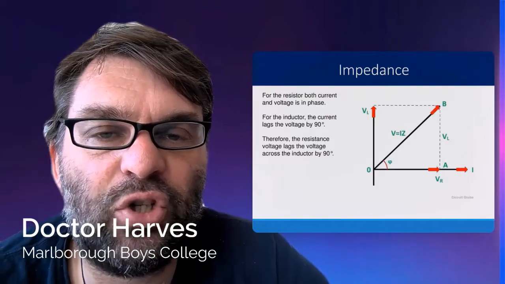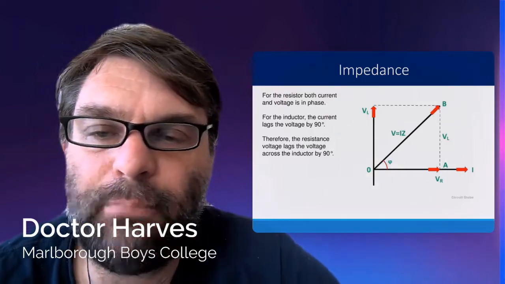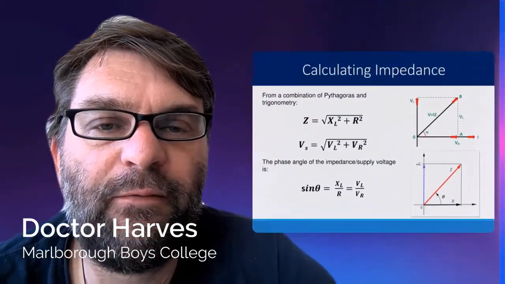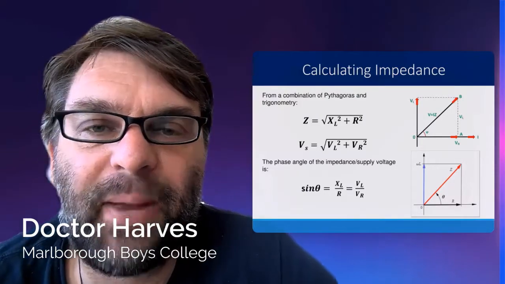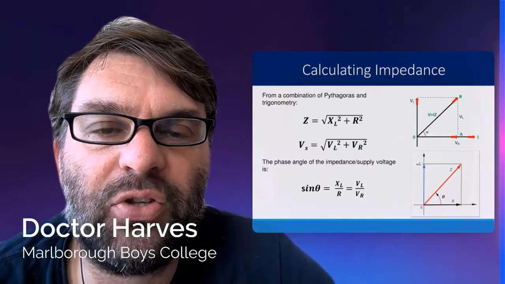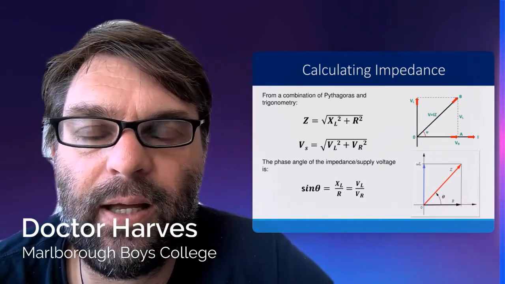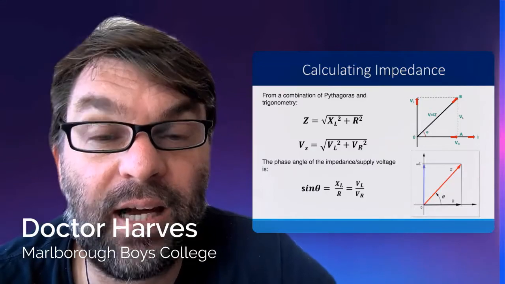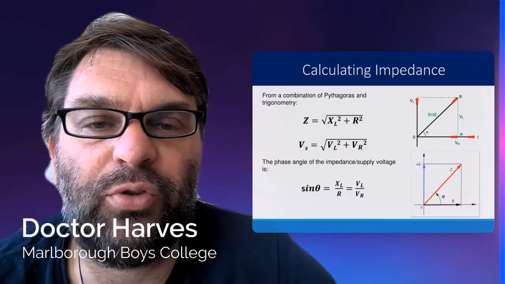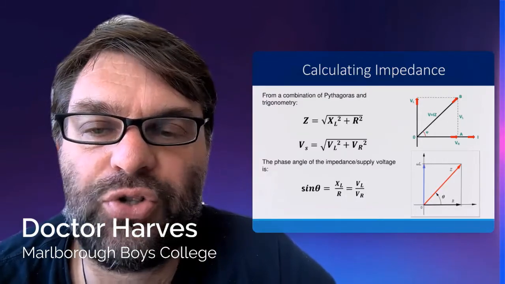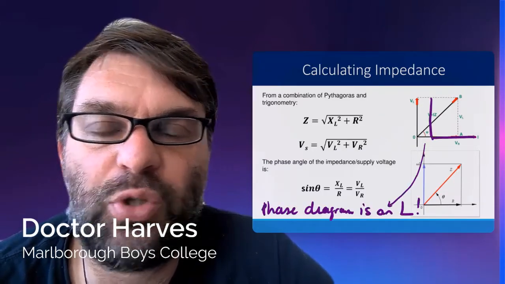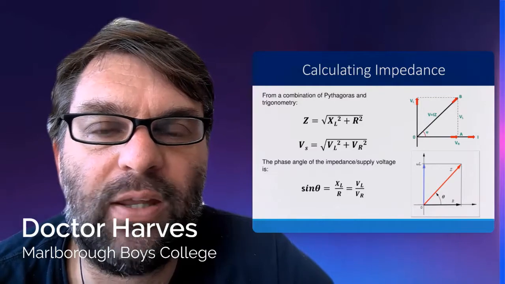Therefore, the resistance voltage lags the voltage across the inductor by 90 degrees, as you can see by the vector diagram. So therefore, just like for the capacitor, the impedance can be calculated with Pythagoras. This time Z equals the square root of the reactance of the inductor squared plus the resistance squared, and analogously for the supply voltage, where the voltage across the inductor all squared plus the voltage across the resistor all squared, take the square root of the sum, and you get the supply voltage.